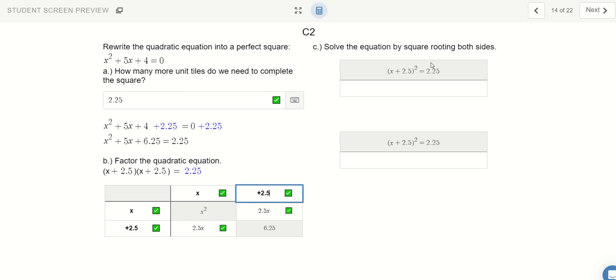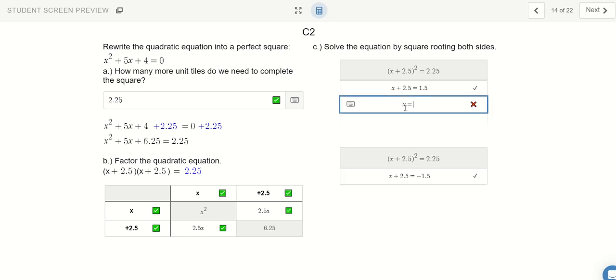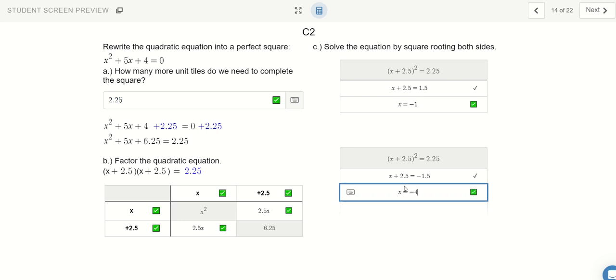And now that we split it up, we have a perfect square, and we can square root both sides to solve for x. X plus 2.5 equals, again, square root of 2.25 is 1.5, or it can be the negative version, negative 1.5. All right, minus 2.5 on both sides. x equals negative 1, or x equals negative 4.